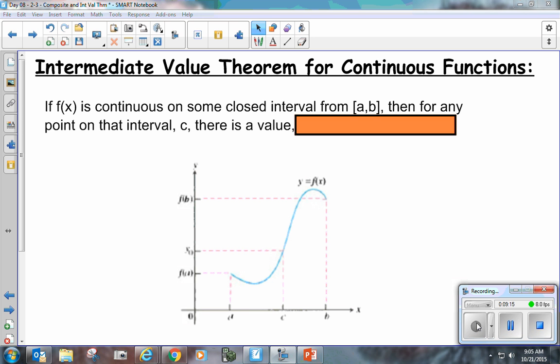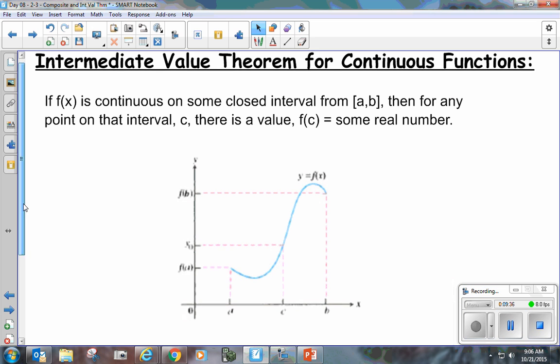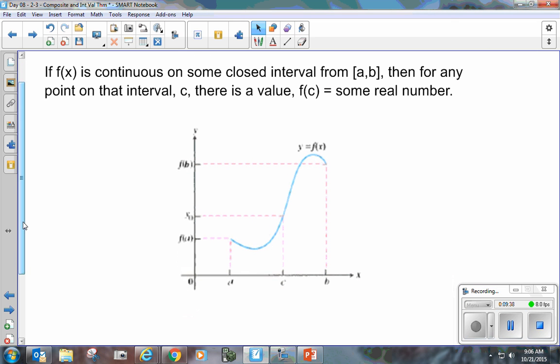The intermediate value theorem for continuous functions. It states, if the f of x is continuous on some closed interval from a to b, then for any point on that interval, let's call it c, there is a value, which means f of c has some real number. It exists. Let's kind of take a look at this definition based on this graph we have below. Okay? It's saying if f of x is continuous, here's my graph of f of x. I'm just going to go over it.